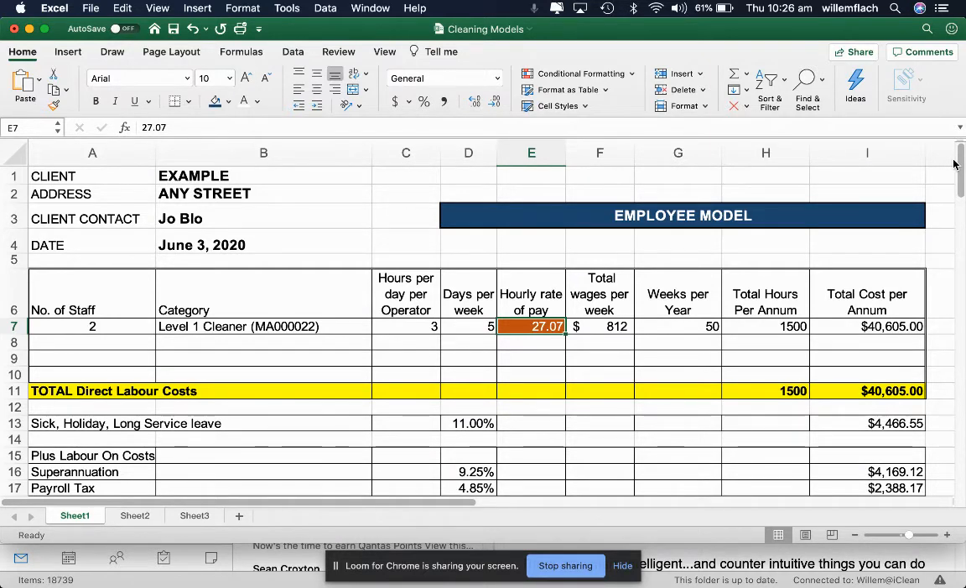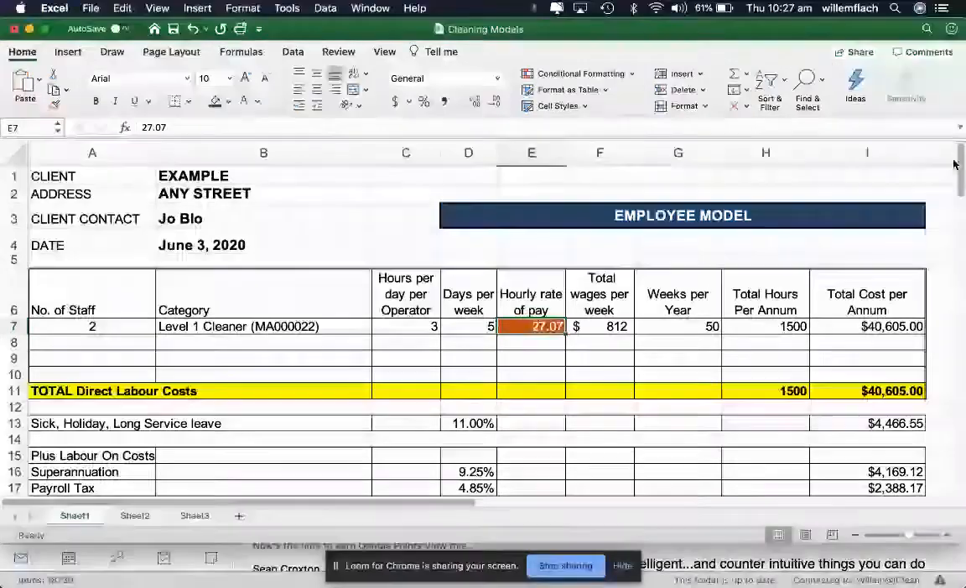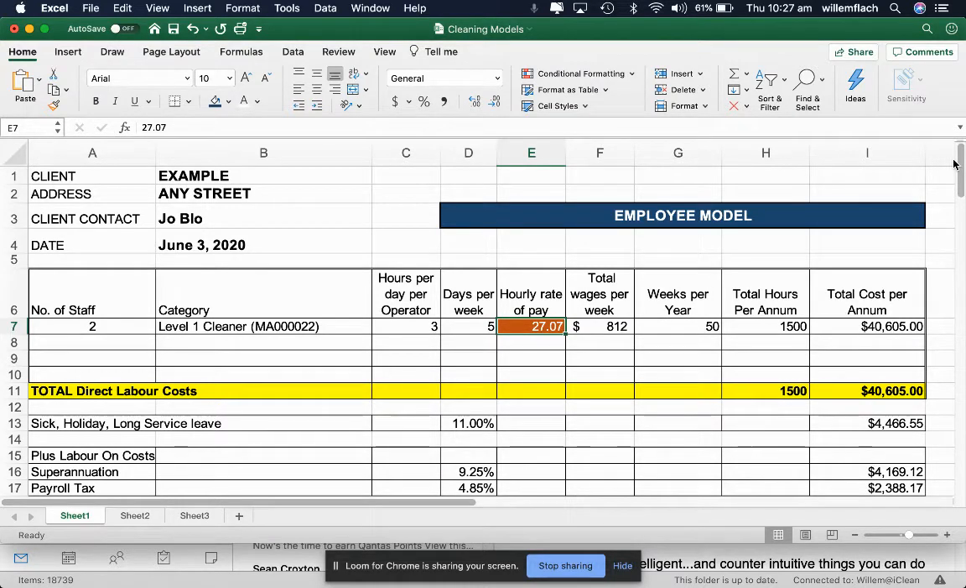Now, the employee model, normally people can either insist on an employee, or it tends to apply if the client is asking the cleaner to start at a specific time. So let's say the client asks for two cleaners to start at 4 o'clock in the afternoon because he wants to talk to them or discuss things with them before he goes home. In that case, the employee model would be the better model, because they know they've got a specific starting time and a specific finishing time.